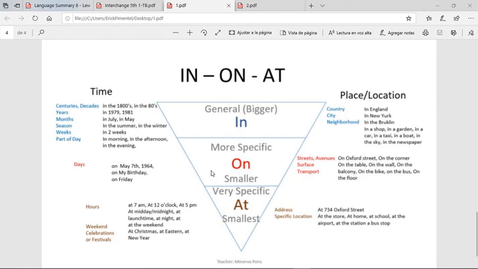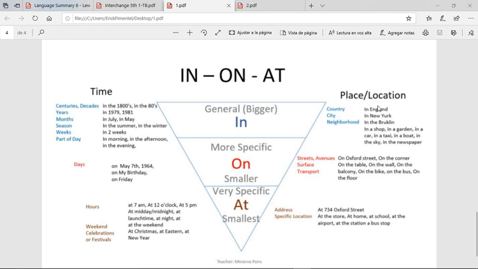And we have the last part, it's in, on, at, and the specific uses for each one of them, okay? In is for general, or for bigger. On is for more specific or smaller, and at is very specific, the smallest, okay? We use in when we want to talk about time and place and locations. In the 1800s, in the 80s, in 1979, we use it for centuries, decades, years, months, seasons, weeks, parts of the day: in the morning, in the afternoon, in the evening, in two weeks, in the summer, in the winter.